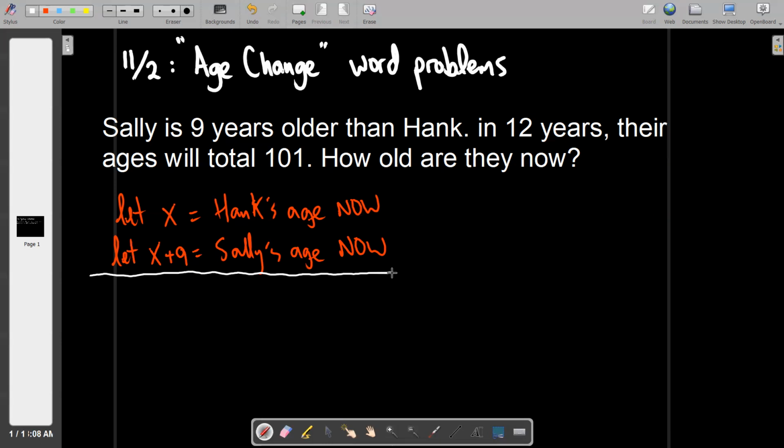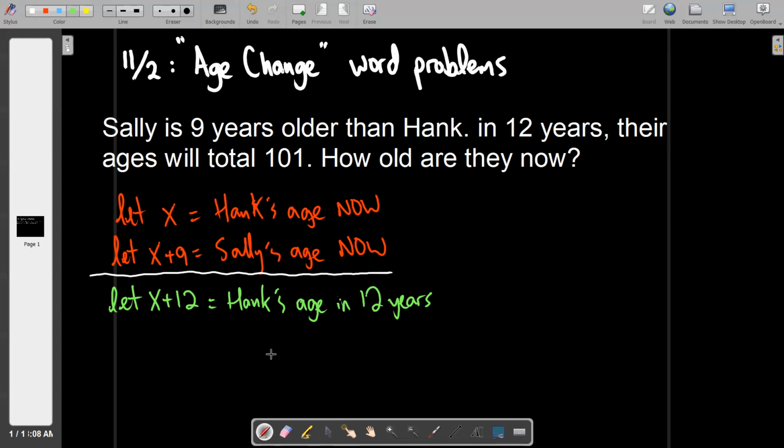So we now want to talk about what we know about Hank in the future. So I'm going to switch colors, and I'll say, like, let blank equal Hank's age in 12 years. Excuse me. Yes, in 12 years. That's right. So you're good enough at this. Like if this was our very first word problem, it might scare you a little bit, but man, this is like your 94th rodeo. So how old will Hank be in 12 years? That is correct. Hank will be X plus 12.